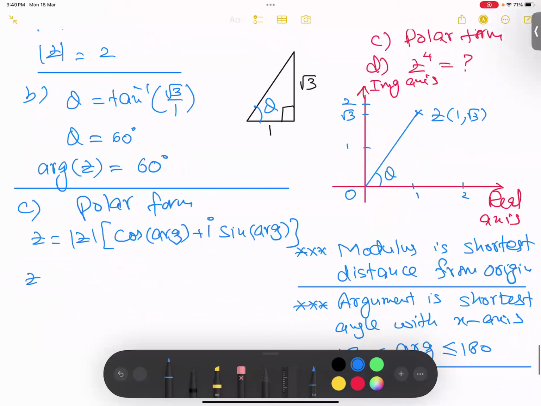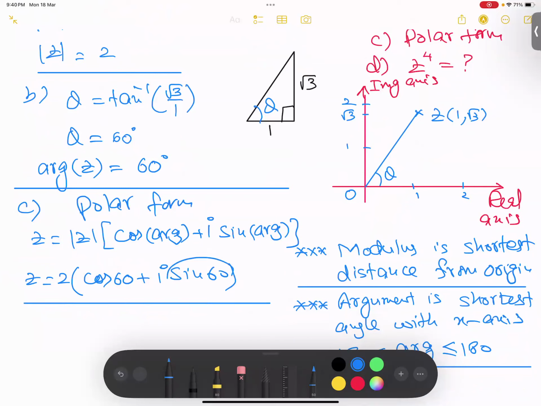So let's convert it to polar form. The modulus is 2, so I'm writing 2 outside, bracket open, and cos. The argument is 60 degrees. I just write it like this and leave it, and this is i sin 60, and that's it. This is my answer, and I will not do anything else. This is my final answer.